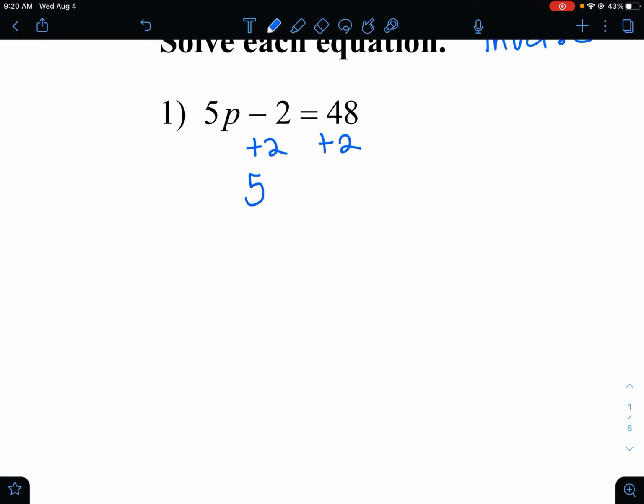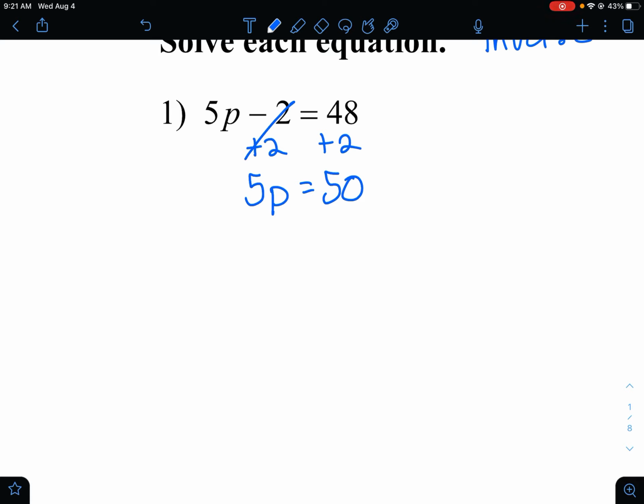Then these guys cancel out. -2 plus 2 gives me 0. So I'm left with 5p plus 0, which is just 5p. And then I add these two numbers on the right-hand side, which gives me 50. All right. So now I'm going to continue to try and get my p by itself.